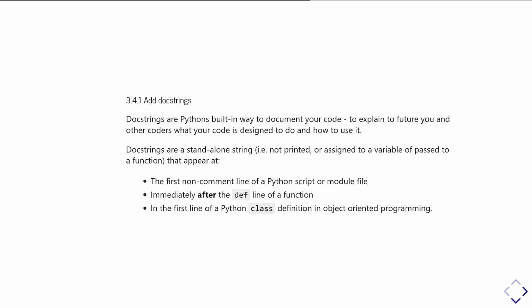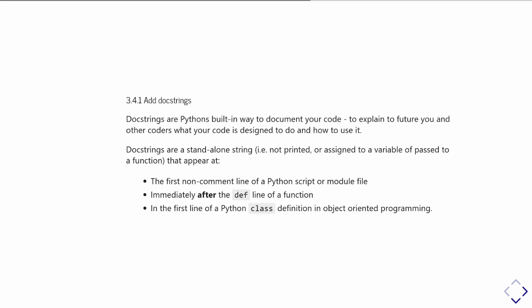So the first thing I'd always go and do is add docstrings to your functions. A docstring, to remind you from first year, is the way you can get Python to built-in self-document the code as you write it. The purpose of a docstring is to explain to future you and anybody else who is using your code what your code is designed to do and how you should use it.